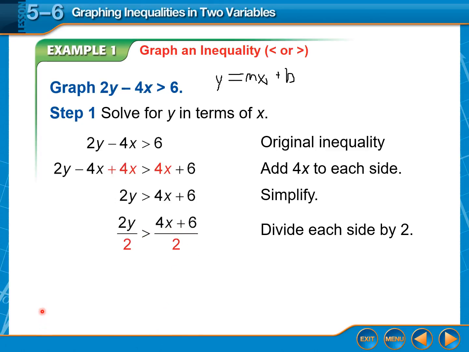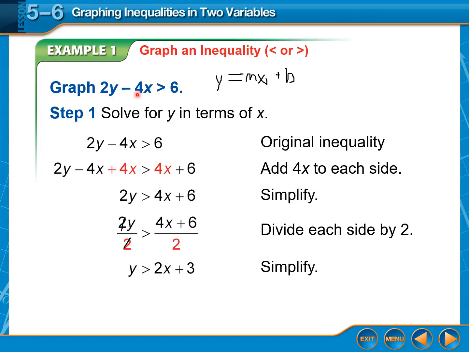So now, at this point, 2y divided by 2, the 2's cancel out, right? And on this side, we're actually going to divide each part here by 2. So we're going to take 4x and divide it by 2, and 6 divided by 2. And that gives me y is greater than 4x divided by 2 is 2x, 6 divided by 2 is 3. So my inequality is that y is greater than 2x plus 3.